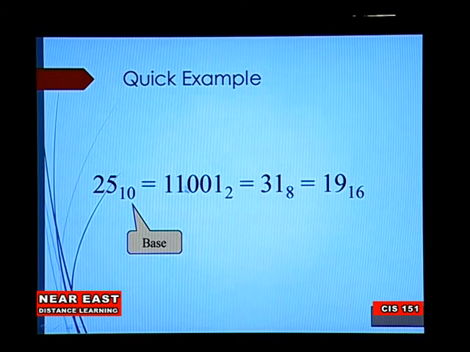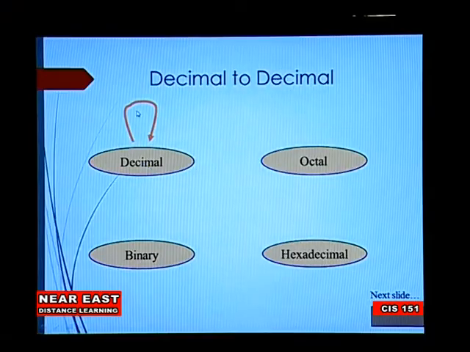So 25, we can see how it is represented in the computer. It takes 11001 in base 2, which is binary. And again, 25 in base 8, which is octal, is equal to 31. And 25 is represented in hexadecimal, base 16, as 19. So this is a very easy and simple example of how we convert. But now we're going to show you exactly how you convert numbers between number systems: binary, decimal, hexadecimal, or octal. So now we're going to talk about converting from decimal to decimal, how we actually represent it.